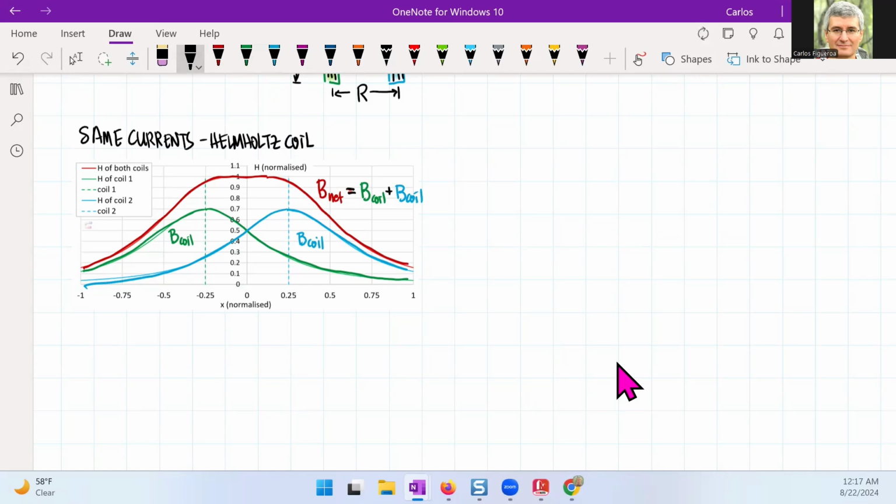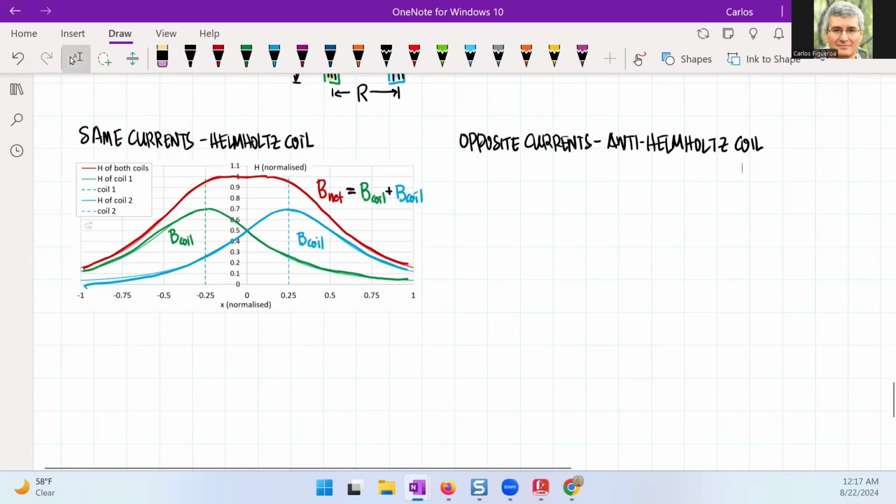What happens if you change the directions of the coils? By the way, I should say that typically the magnetic field is not this flat unless you have really big coils. But in our lab, we don't. So now let's look at opposite currents. If I look at opposite currents, this is what's called the anti-Helmholtz coil. One of these is just reversed.